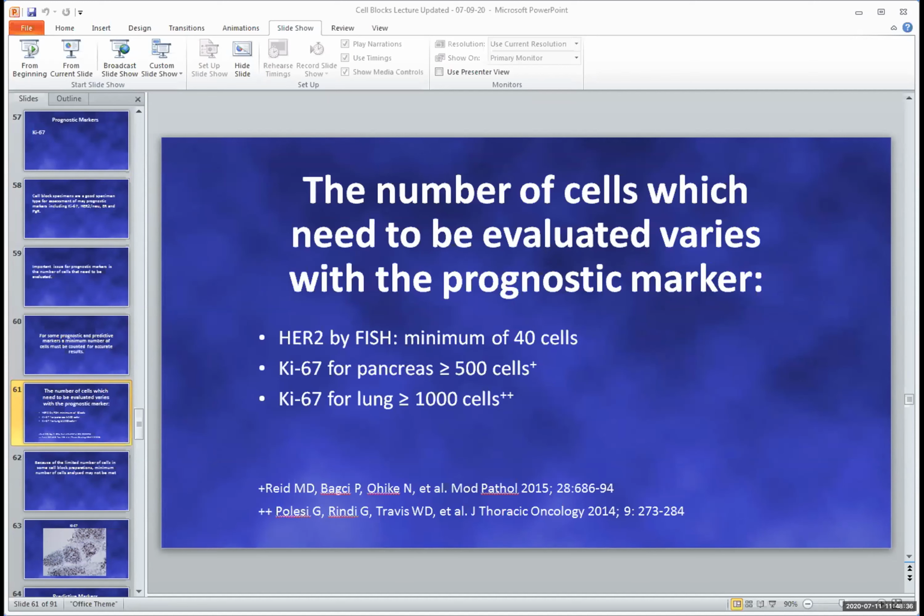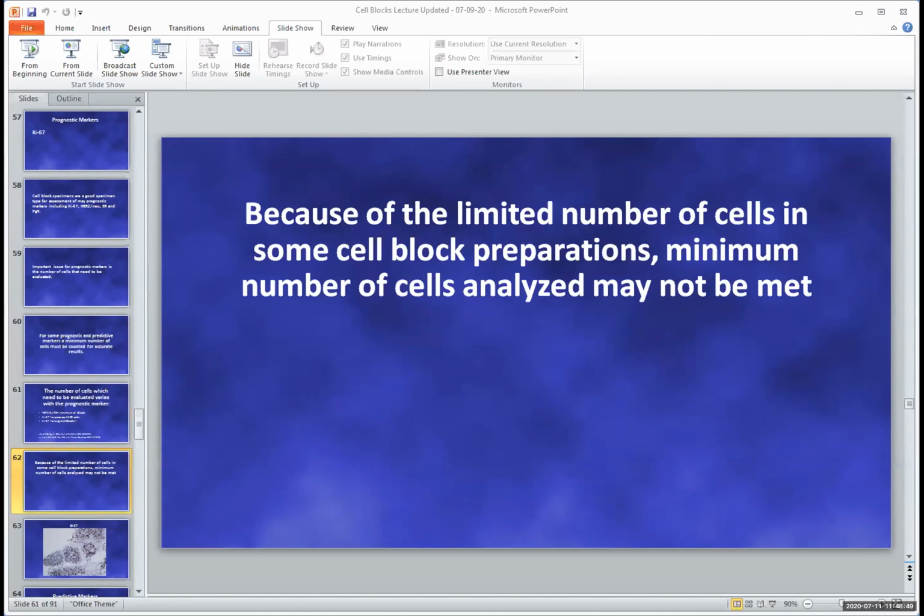And for Ki67 evaluation for lung neuroendocrine markers, carcinoid tumors, atypical carcinoid tumors, etc., they want you to count a minimum of 1,000 cells, as the references show. Now, because of the limited number of cells in some cell block preparations, the minimum number of cells analyzed may not be met, so our results may not be as acceptable as we would like.